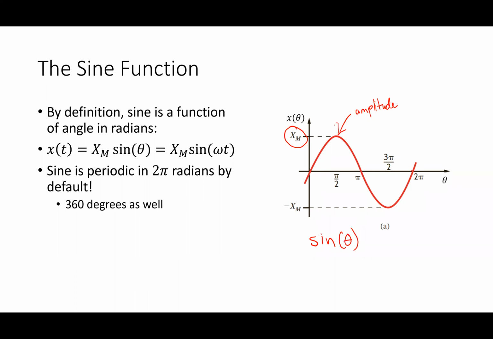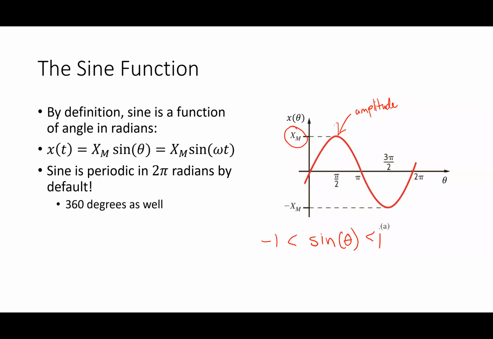-1 to 1. Yeah, -1. This guy is always between -1 and 1 by default, okay? If I say that it's 5 times sine of theta, that means it goes between -5 and 5, okay? And by default, by definition, I don't care what TI says in your calculator.